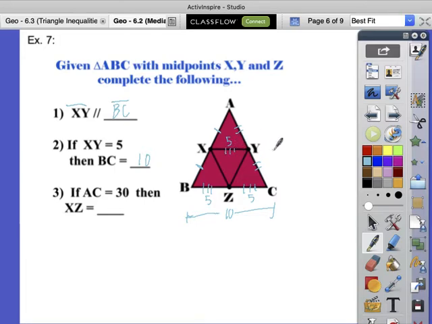Now, on the third question, if AC is equal to 30, XZ is going to be 15. Because this mid-segment is going to be half the length of the third side. They look equal, like 5, they look exactly equal. It doesn't matter. Okay? Doesn't matter. I just asked you. It doesn't matter what the looks are.